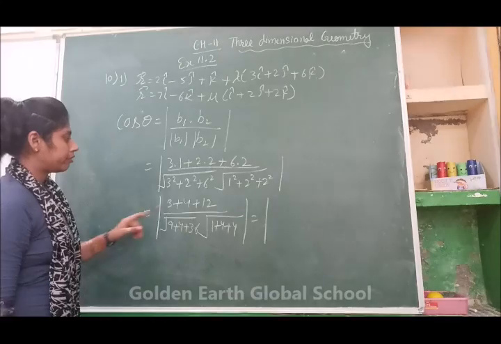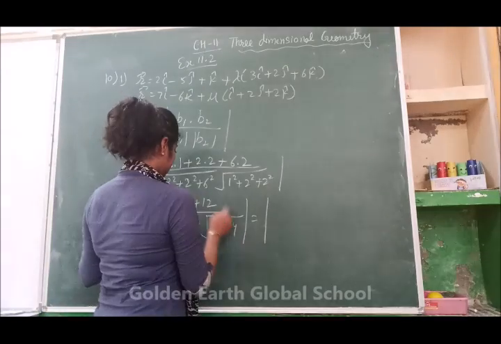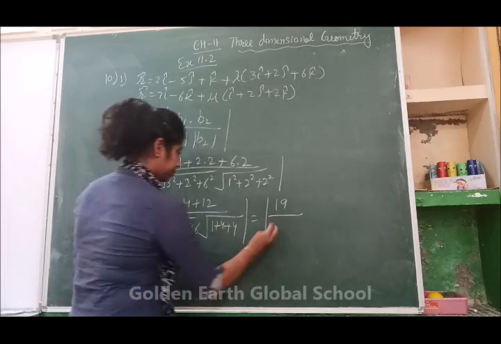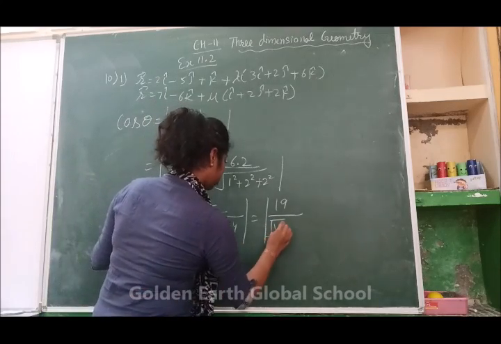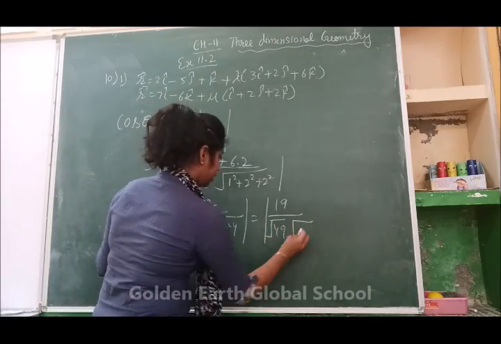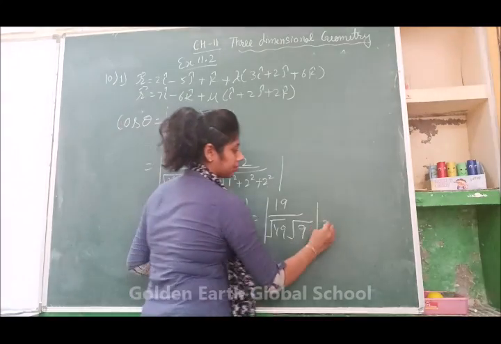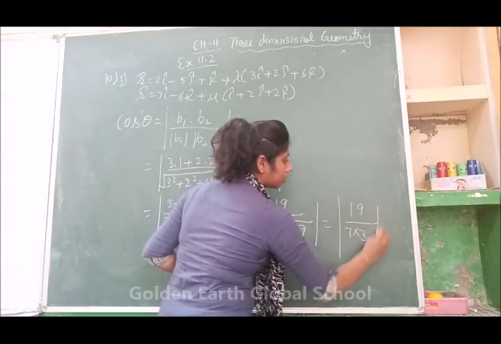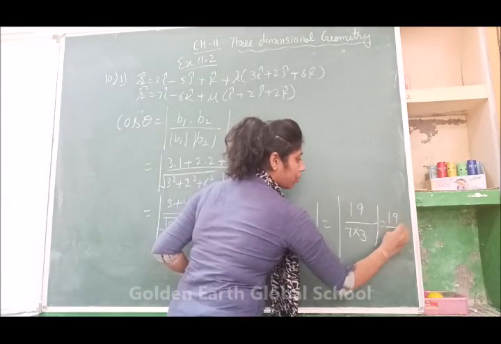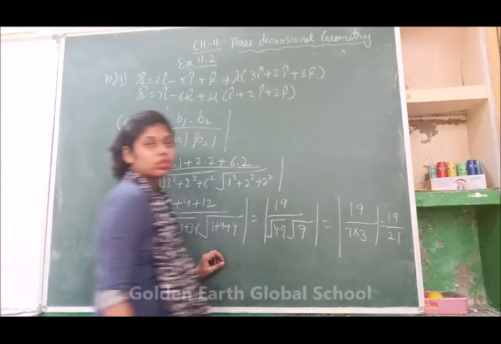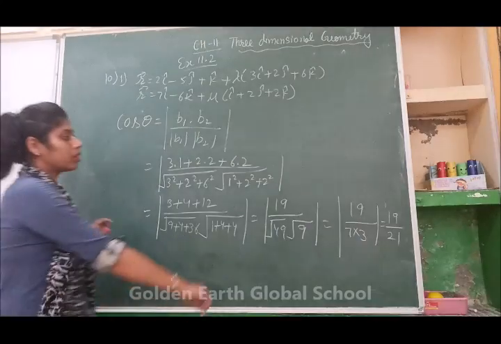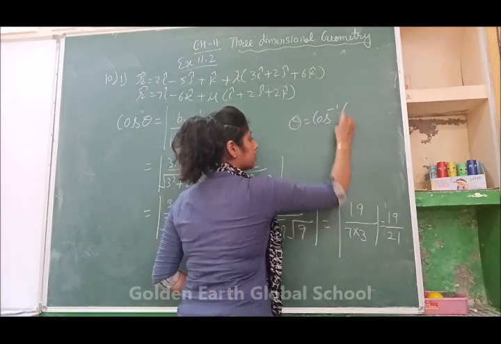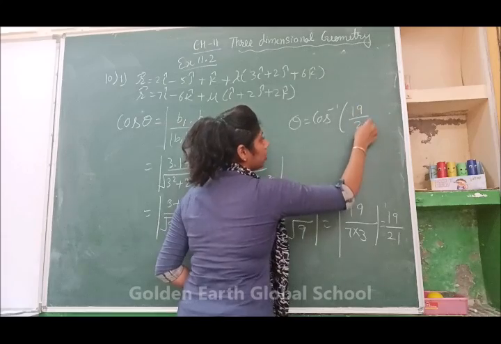So what we get? 19 upon root 49 and root 9. 19 as it is, in the denominator 7 into 3. So we get 19 upon 21. So the angle is, we can write, theta equals cos inverse 19 upon 21.